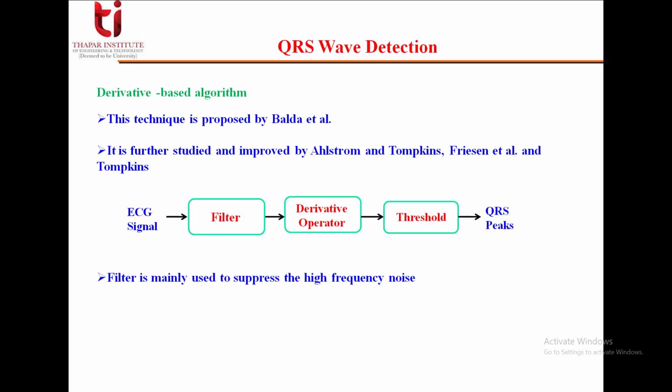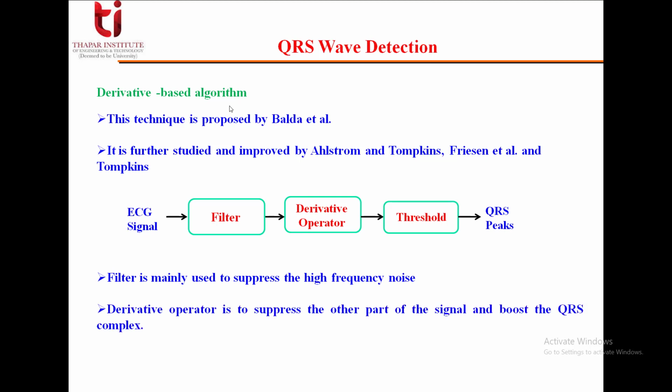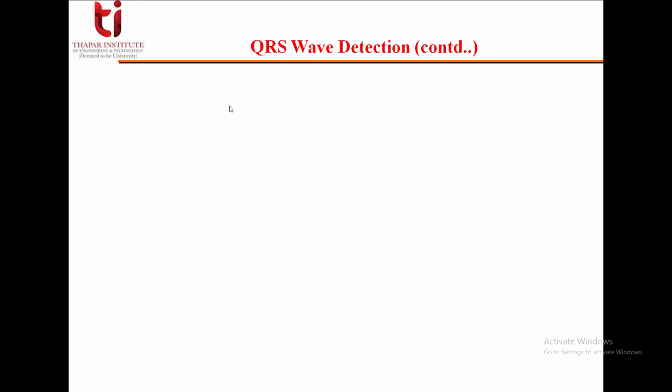So you can see another block diagram. Now what is the change in this? We have added one filter. That filter is mainly to suppress the high frequency noise, if any is there. The derivative operator is to suppress the other parts of the signal and boost the QRS complex. Thresholding is there to detect the peaks of the QRS complexes.